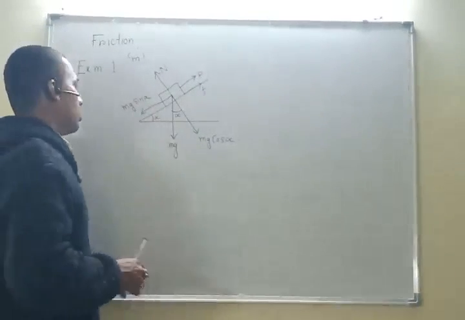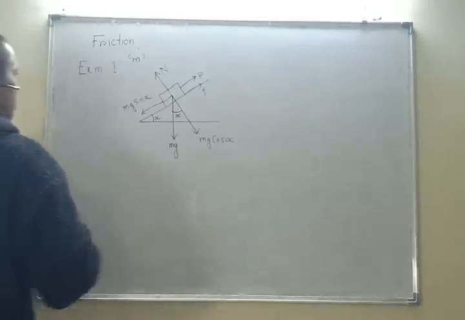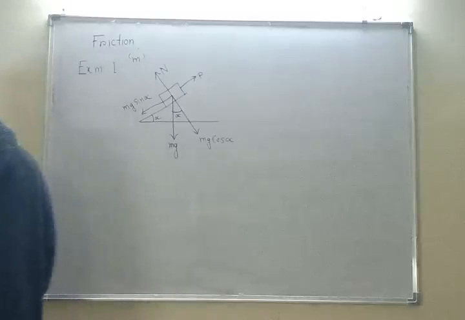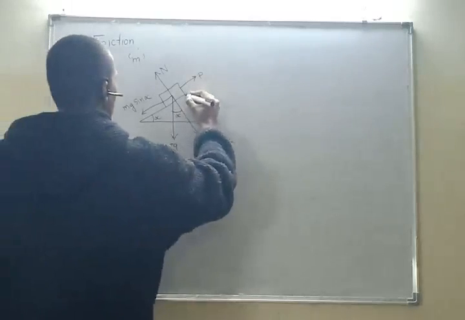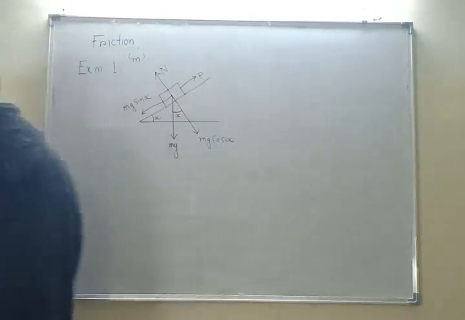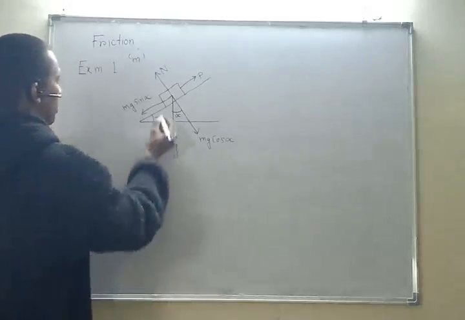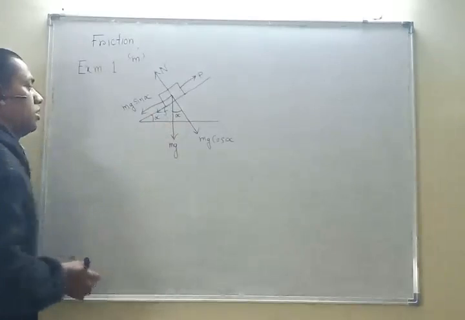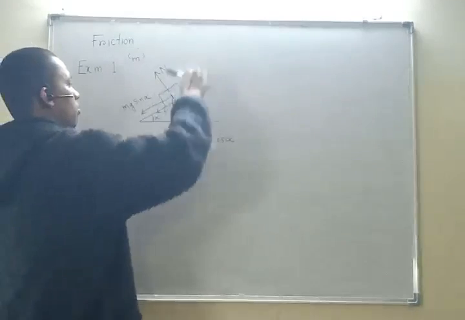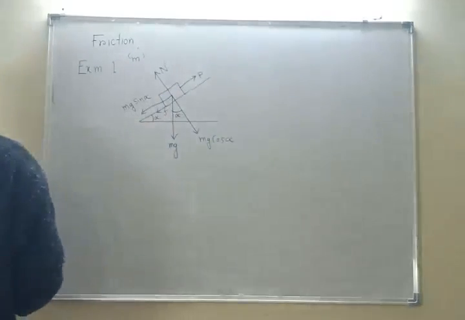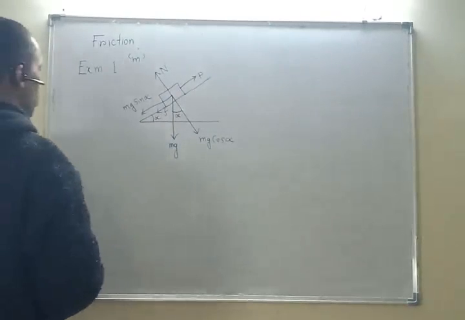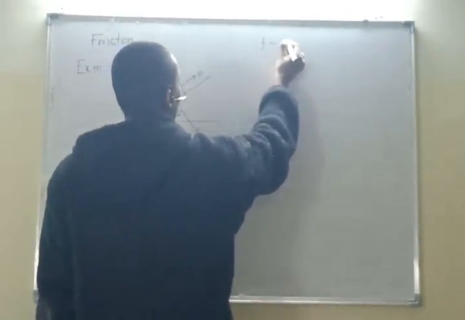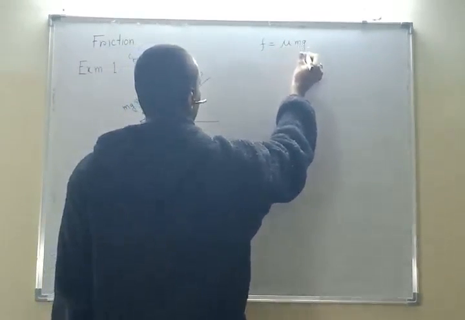Okay. In this case, the only difference will be the frictional resistance. The frictional resistance will try to oppose the relative motion. It means frictional resistance will now act in this direction. F is acting. Because the body is moving upward, frictional resistance is in the opposite direction. Okay. So what is the frictional resistance? F is equal to mu times mg cos alpha.